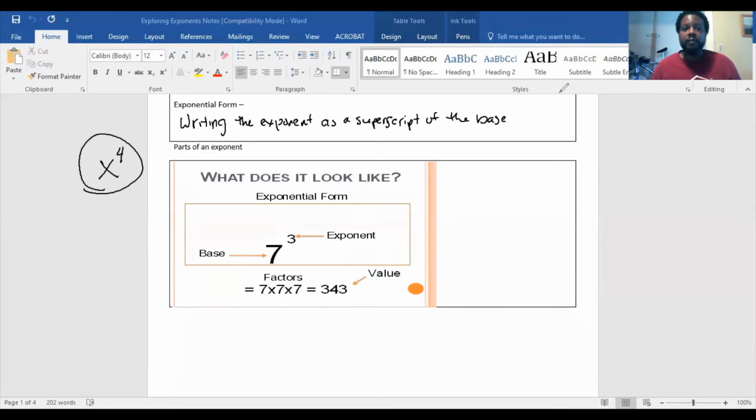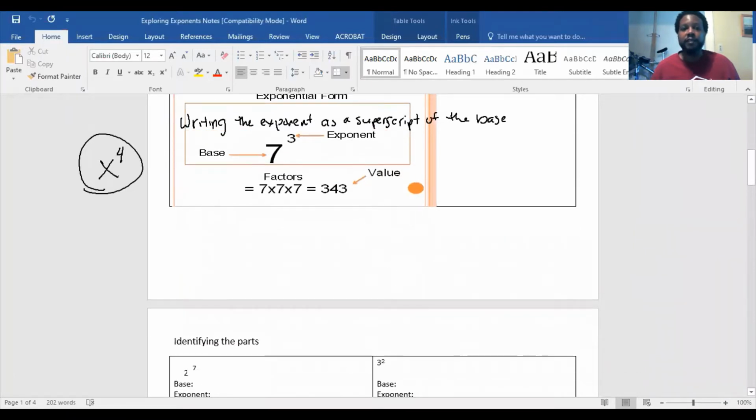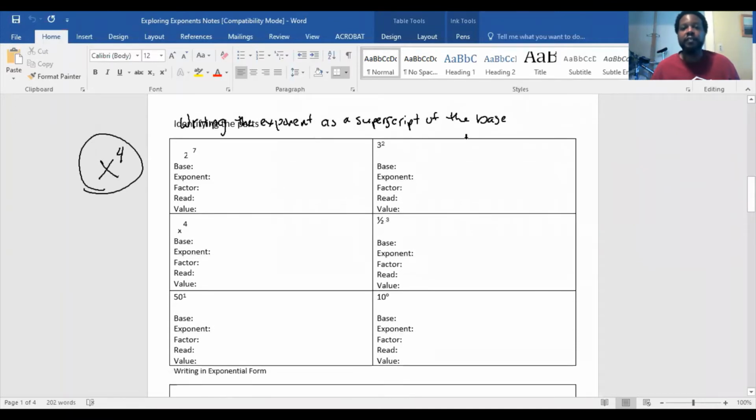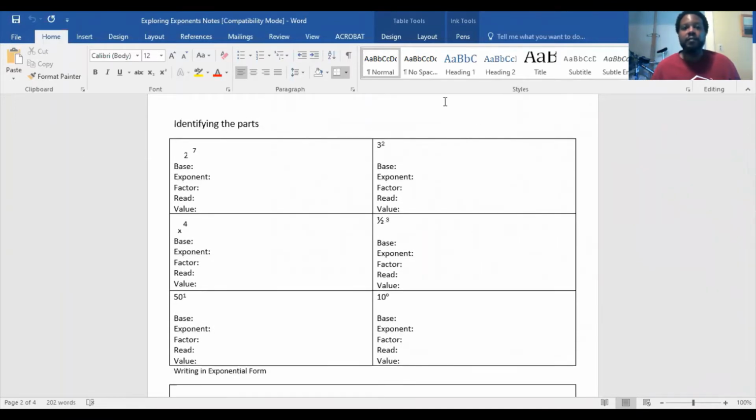That's all we really have to worry about when we're talking about exponential form. Okay? All right, so let's practice this idea. Let's identify some parts of some exponents in exponential form. Okay, so here we have 2 to the 7th power. What is the base here? The base here is going to be, of course, the number 2. What is my exponent? My exponent is the number 7.